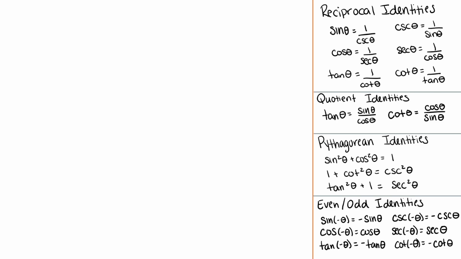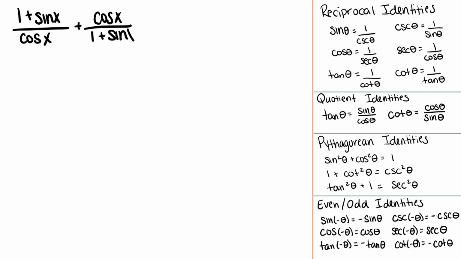Our next expression is 1 plus sine x over cosine x plus cosine x over 1 plus sine x equals 2 times secant x. So again, we'll work with the left side of this expression. Let's start by working to combine these two fractions. We definitely want to be able to add these two together. So our common denominator is going to be cosine x times 1 plus sine x. So we'll have to multiply our first fraction by 1 plus sine x over 1 plus sine x.